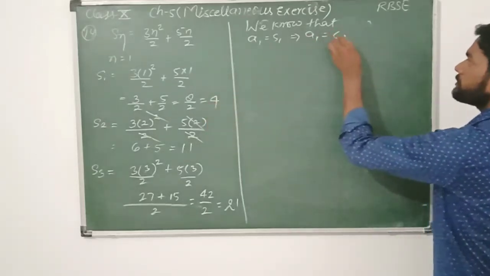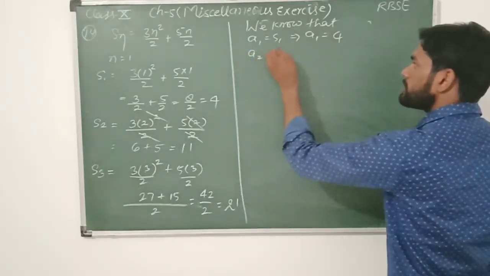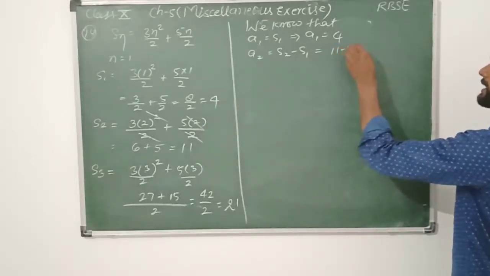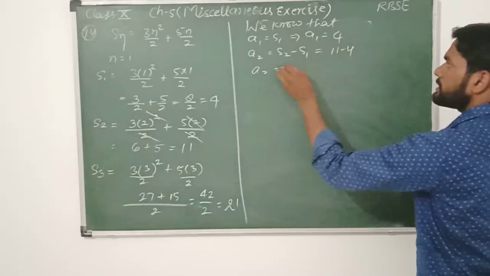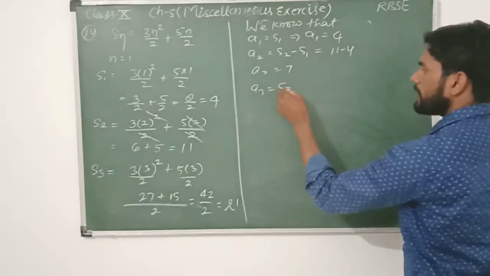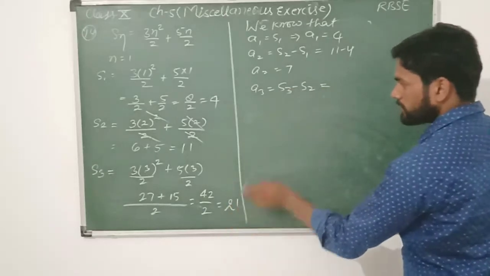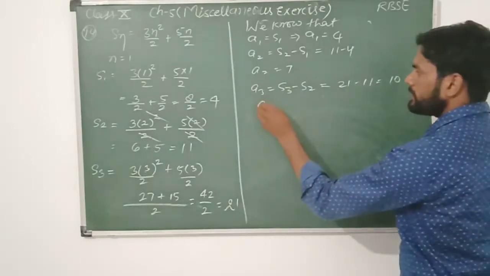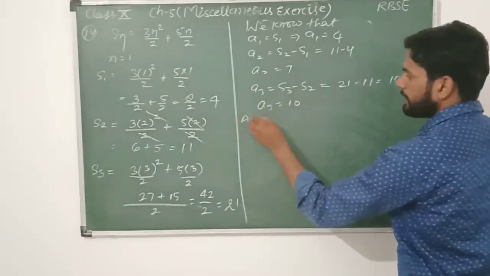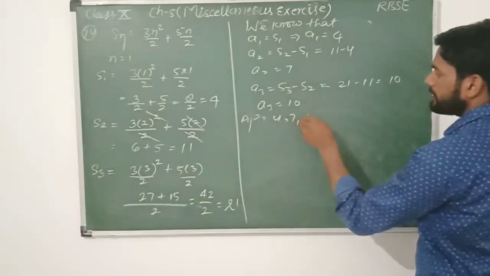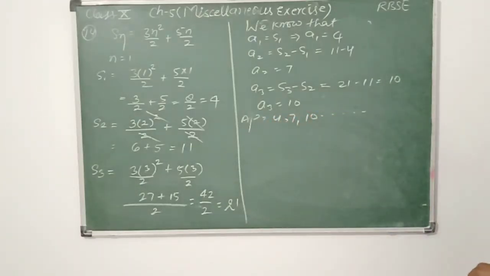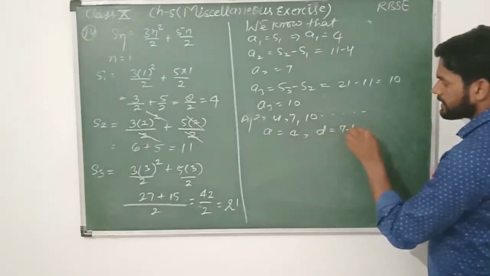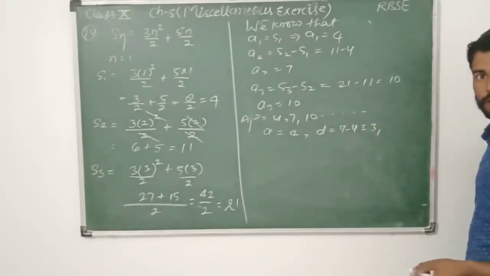a1 is equal to S1, S1 is 4, so a1 is also 4. a2 is equal to S2 minus S1. S2 is 11 and S1 is 4, 11 minus 4, so a2 is equal to 7. And a3 is equal to S3 minus S2. S3 is 21 minus 11, how much will it come? 10. Then a3 is equal to 10. The AP will become 4, 7, 10, and so on. The first term of this AP is equal to 4. d is equal to 7 minus 4, which is equal to 3.